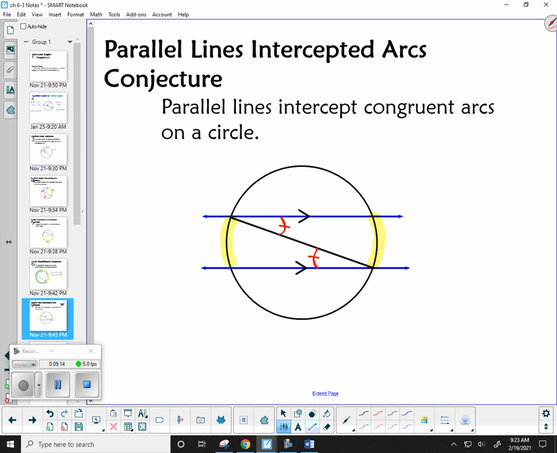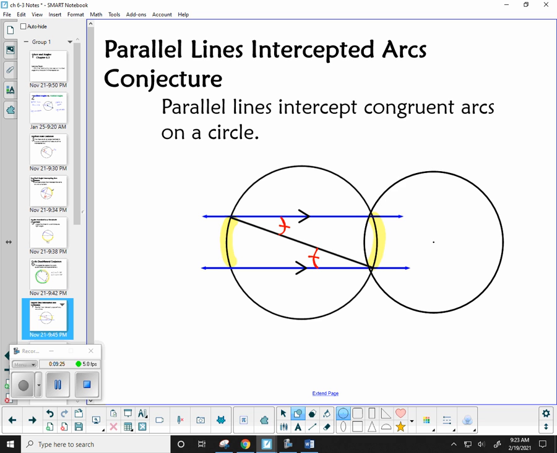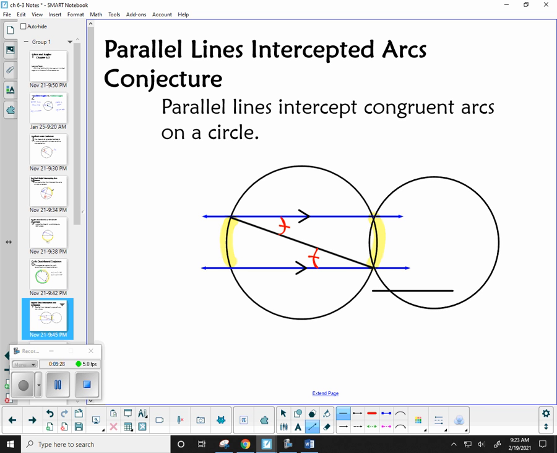Yes? Sorry, say that again. Not necessarily, because what can happen is, what if I did this? Those are parallel lines. That doesn't necessarily guarantee the top half and the bottom are going to be exactly the same. Does that make sense? Okay, so yes, just the arcs in between the parallel lines. Good?